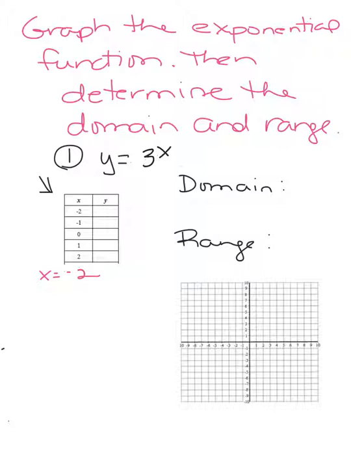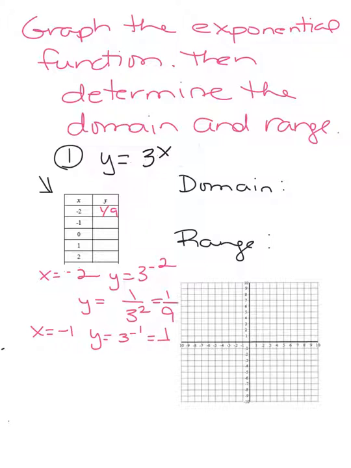So when x is equal to -2, I'm going to substitute that in. So I have y is equal to 3 to the -2. Now remember our rules with negative exponents. We need to go to the other side of the dividing line, and that negative becomes positive. So my value there is 1/9. I'm going to do the same thing when x is equal to -1, and I have y is equal to 3 to the -1, which is 1/3.